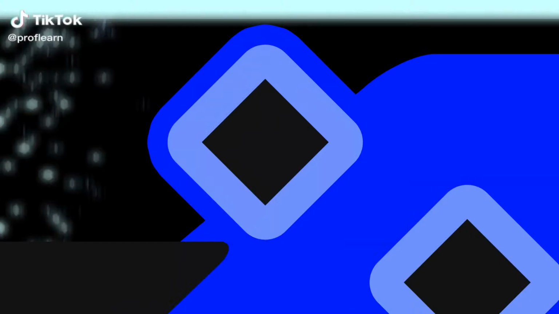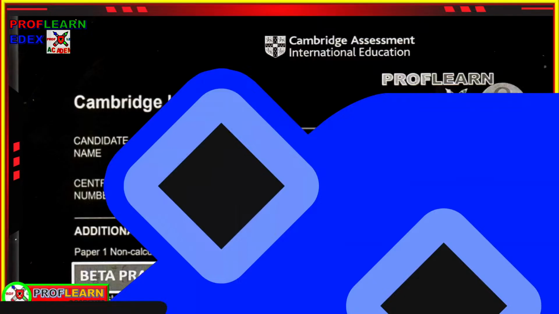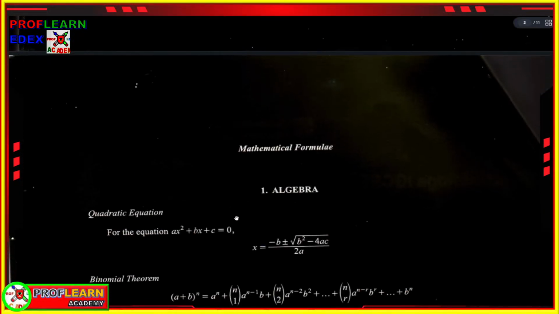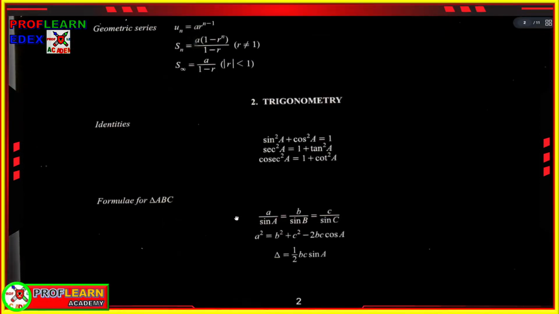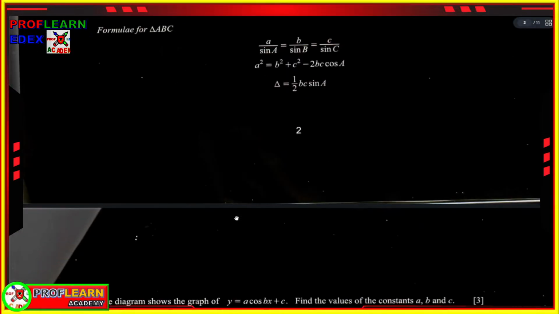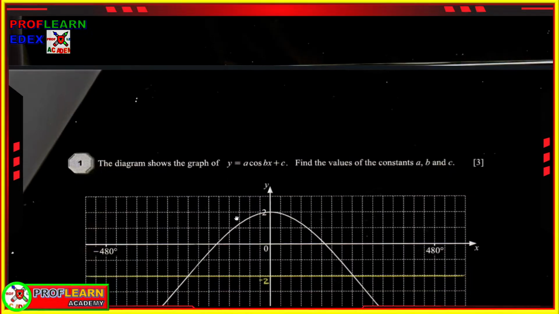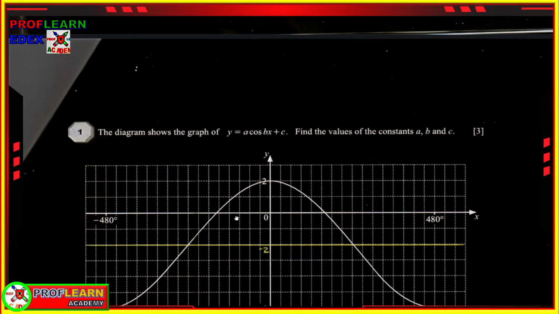Going into the paper so that we can see how you are supposed to answer some of the questions that I've presented here. Looking at the first question here, we are told the diagram shows the graph of a cos bx plus c. Find the value of the constants a, b, and c.